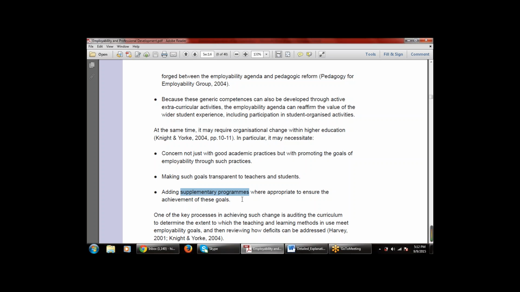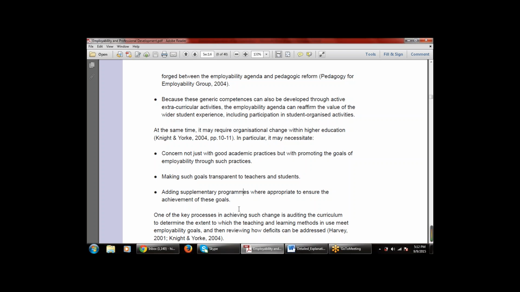Then adding the supplementary programs where appropriate to ensure the achievement of these goals. If the module or the program that is given is not sufficient, we can also add a supplementary module wherever appropriate to ensure the achievement of the goal. We can use every module and every subject to achieve the target, and to ensure whether there will be achievement of this module or not, by adding the supplementary program.